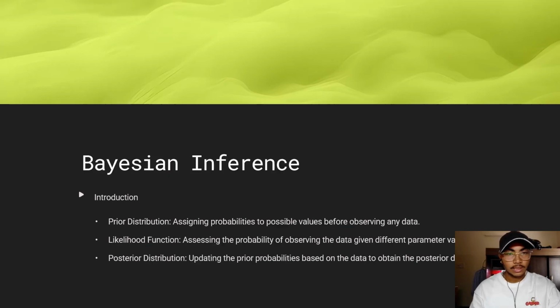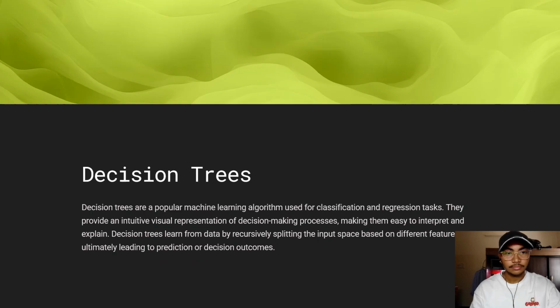Bayesian inference. Introduction. Prior distribution, assigning probabilities to possible values before observing any data. Likelihood function, assessing the probability of observing the data given different parameter values. Posterior distribution, updating the prior probabilities based on the data to obtain the posterior distribution.